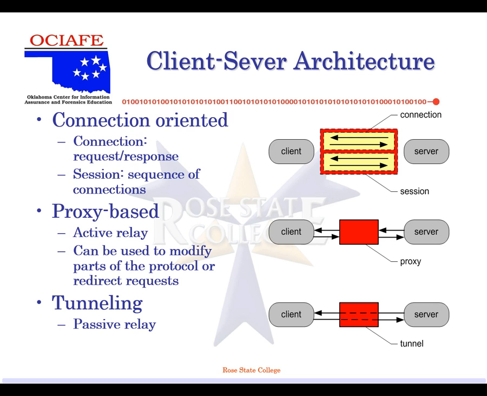We have a client making a connection to a server, and it waits for a response. It's kind of like me calling you and then you responding to me. We also have proxy based. That means we're going through somebody. Rose State, a while back, I had to connect to this specific website at a specific port to submit our CNSS certifications. We don't have to do that anymore, but at that point, that port was blocked by Rose State. So Rose State set me up a proxy, so I went through a proxy server, so that server would go out and get the data and relay it to me, okay? So a proxy is an active relay, can be used to modify parts of protocols, and also redirect.